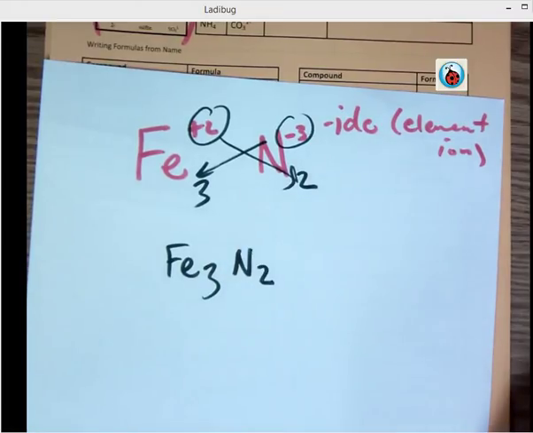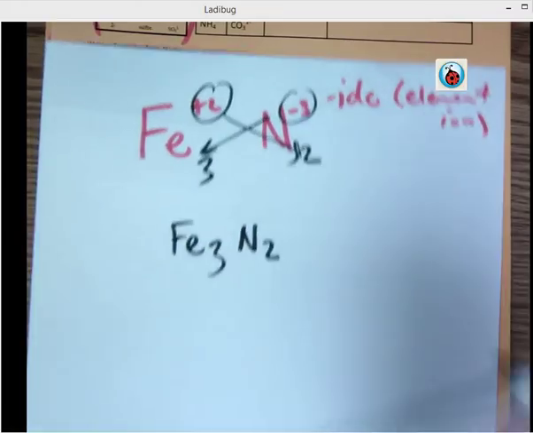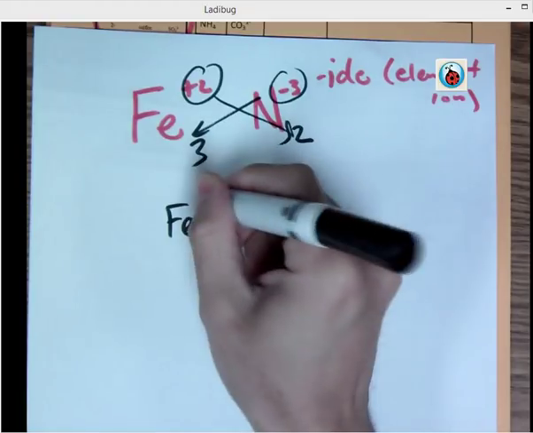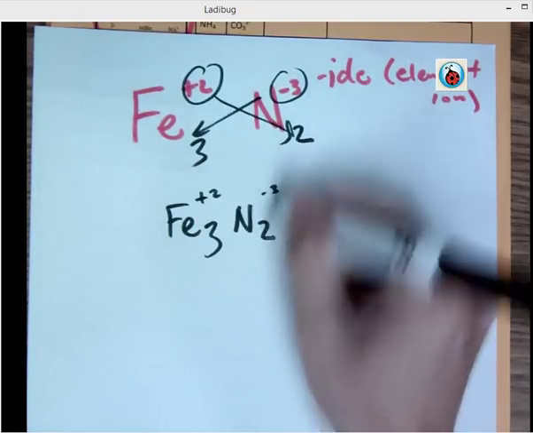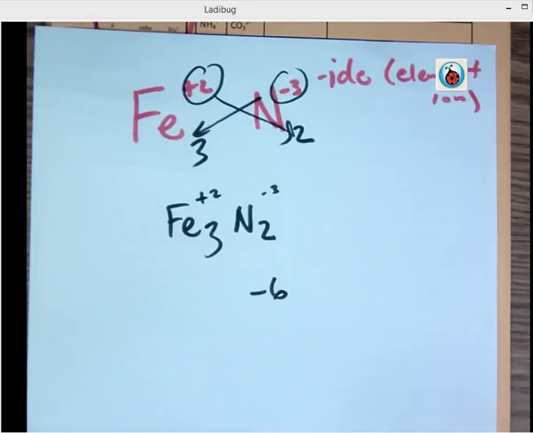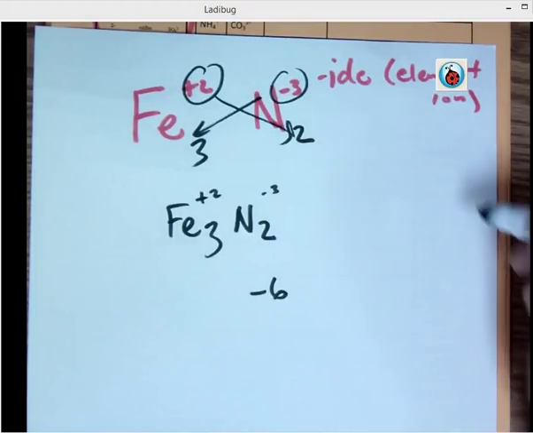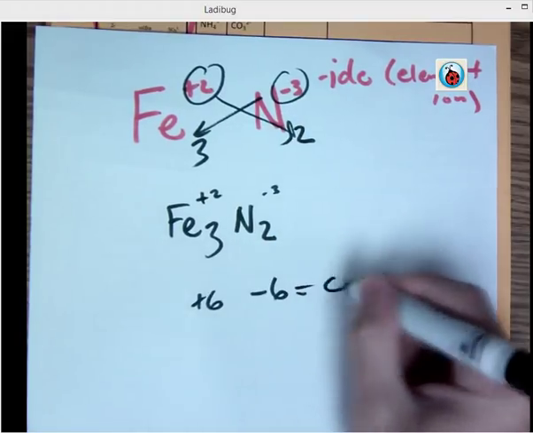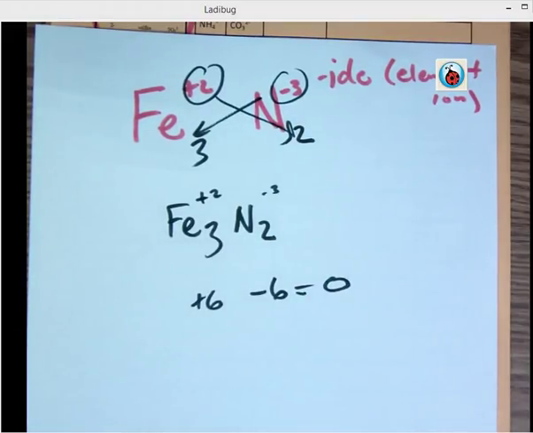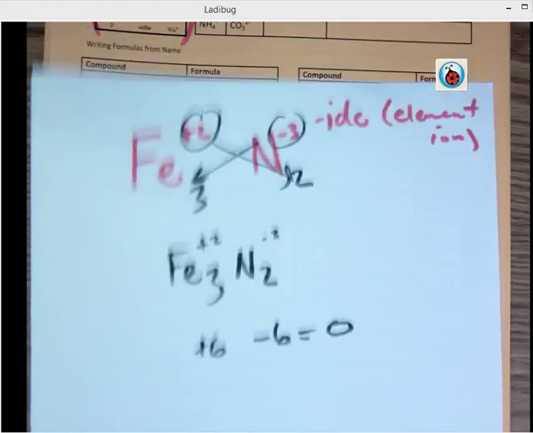Fe3N2. I didn't explain why this works yet, but look at the charges. Two of nitrogen will give you -6, each one being negative 3. Three of positive 2 will give you positive 6. Notice they balance down to 0. That's the whole goal of writing these formulas, so they balance each other out. You have to balance out to 0. That's why we cross it, and it works that way. Okay?